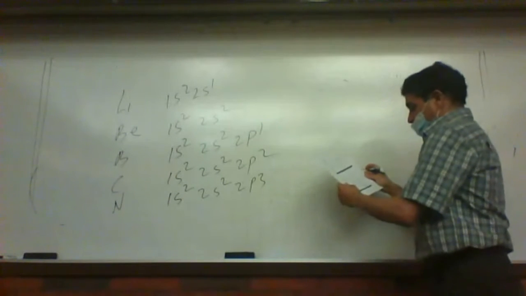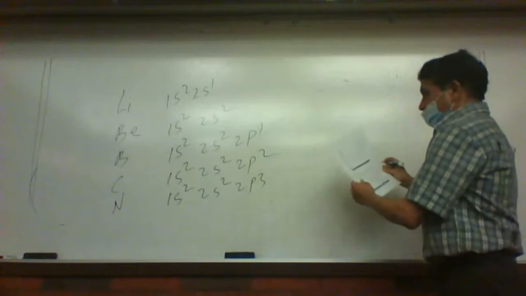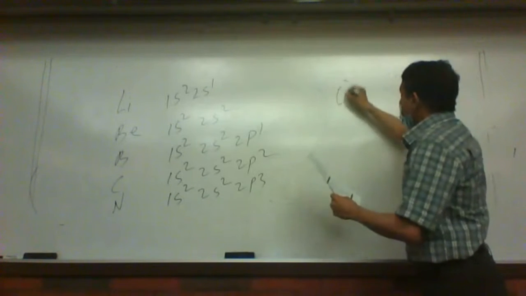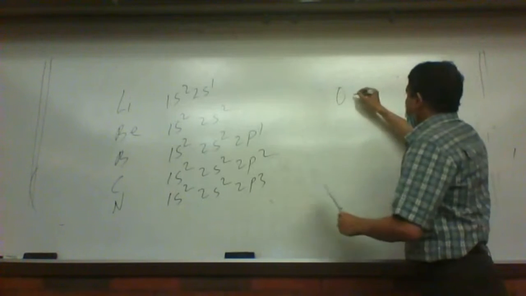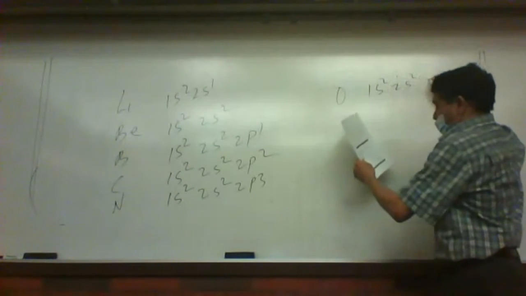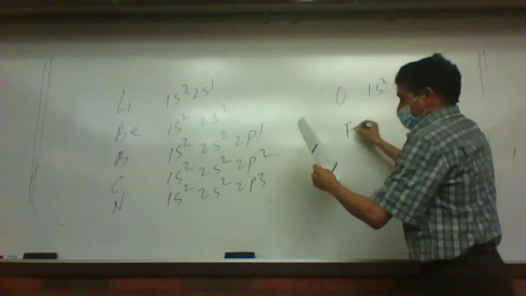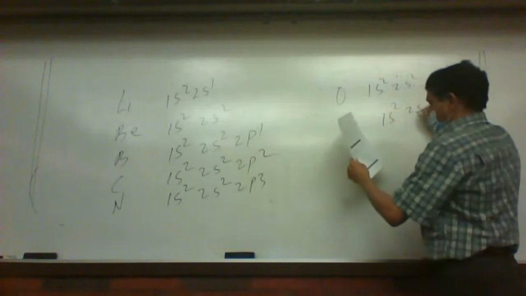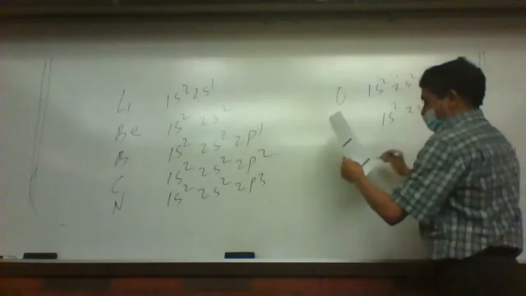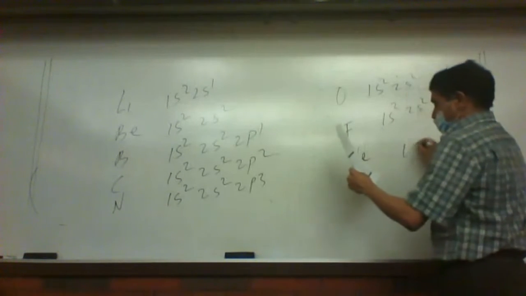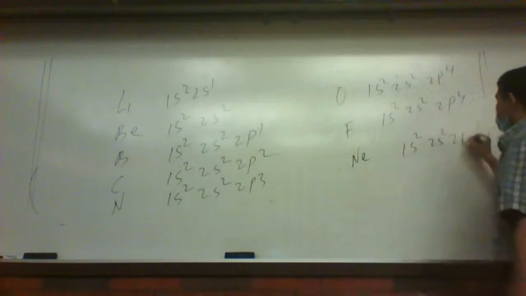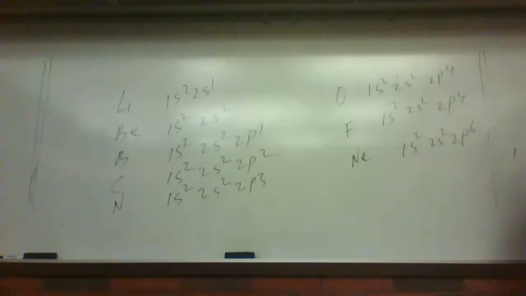Then we have oxygen. Oxygen is 1s2, 2s2, 2p4, like this. And then we have fluorine, that is 1s2, 2s2, 2p5. Then we have neon, 1s2, 2s2, 2p6. So we have this electronic configuration, right?